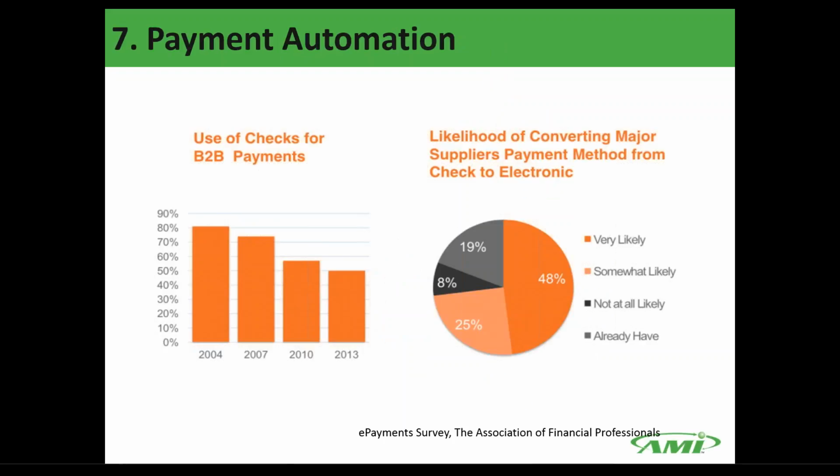I hope I'm not overwhelming you guys. As I mentioned, there's a lot to consider. The next area that we want to think about is payment automation, and how important this is as part of the overall process. So a 2013 study shows that checks as a form of payment are decreasing, and almost half the survey participants see it as very likely to convert from check to electronic. So on the left you see that check payments are going down, and on the right you see that people are very likely to convert.